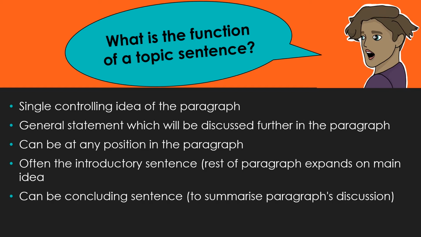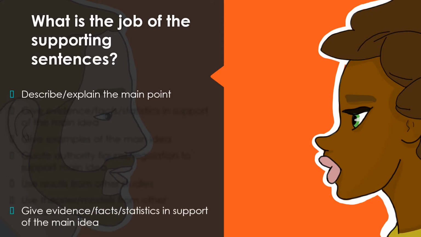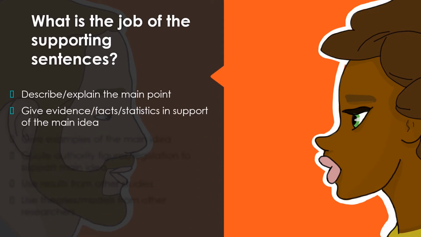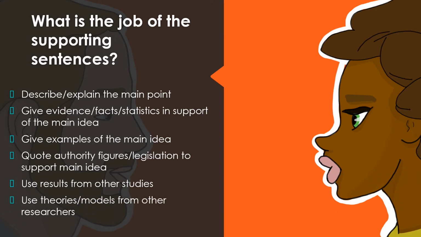What do the other sentences or supporting sentences in the paragraph do? Let's quickly have a look at those. What is the job of these supporting sentences? They describe or explain the main point. They give evidence, facts, statistics in support of the main idea. They give examples of the main idea. Sometimes they can quote authority figures or legislation to support a main idea. They can use results or findings from other studies. And they could also make reference to theories and models from other researchers.